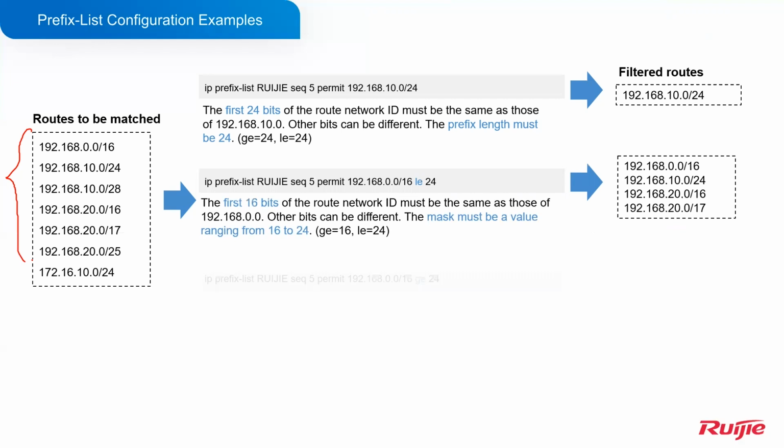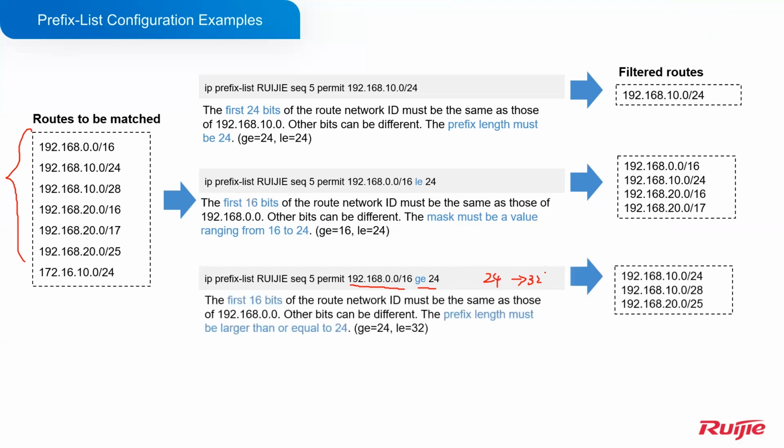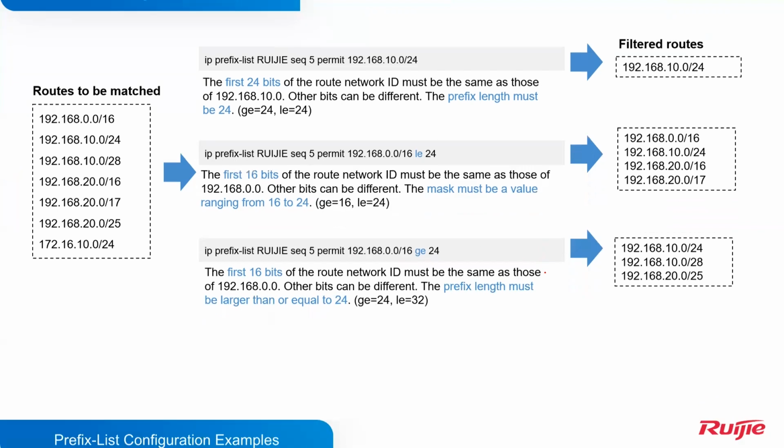Right? And next, IP prefix list Ruijie sequence 5 permit 192.168.0.0/16 GE 24. So the first part is very easy to understand, right? First 16 bits must be 192.168. GE 24 means the mask length should be greater than or equal to 24. So it could be 24, 25, 26, 27 until 32. It's from 24 to 32. So the result you can see is shown here. Okay, this is about the configuration of prefix list.